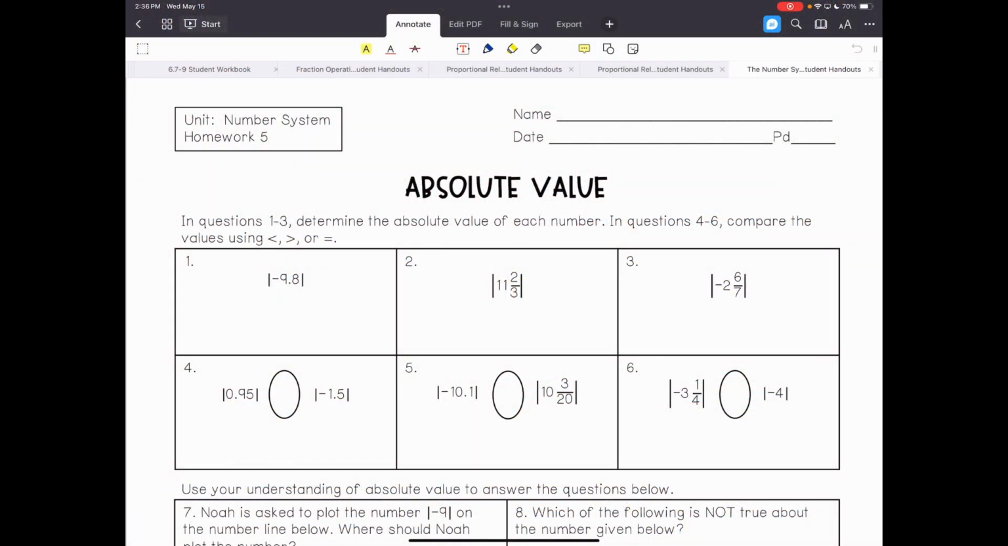Okay, so if you're still feeling like you're not the most confident with this, you can go ahead and follow along with me as we do the practice page. And so in questions 1 through 3, we're going to determine the absolute value of the number. In questions 4 through 6, we're going to compare values using greater than, less than, or equal to symbols.